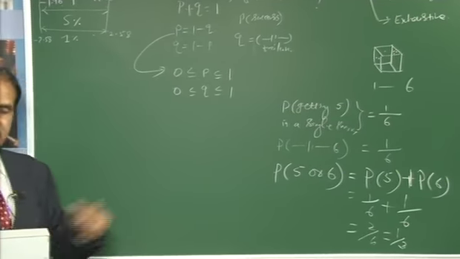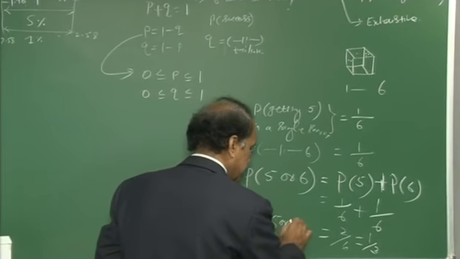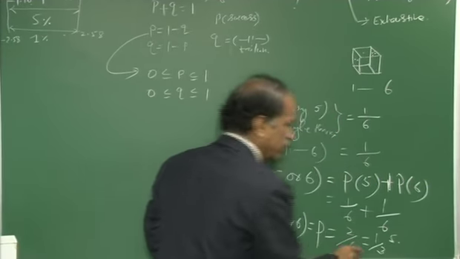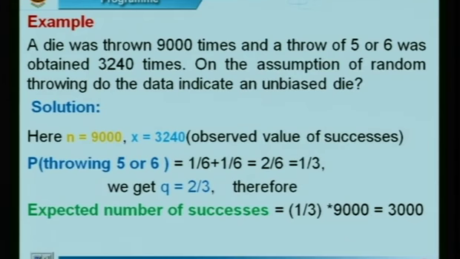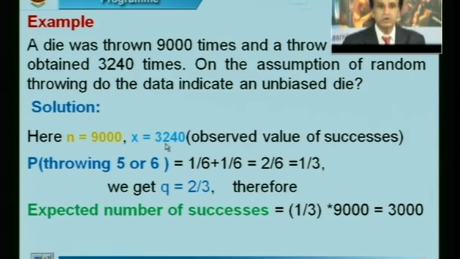What do you mean by this? Simply, you can represent this as the probability of getting 5 or 6, which is simply P. This is called the success of getting 5 or 6. This is done by a simple example, a simple concept, that is the addition theorem. Then here n is equal to 9000, and 5 or 6 out of 9000 times is given as 3240. It's the given value. Then we consider this as the observed value of successes.